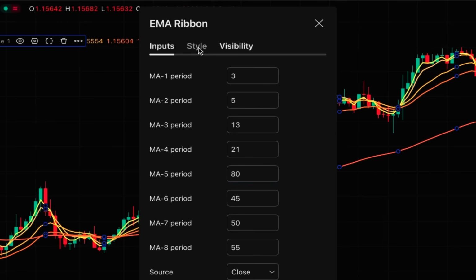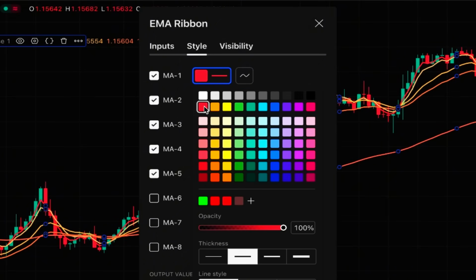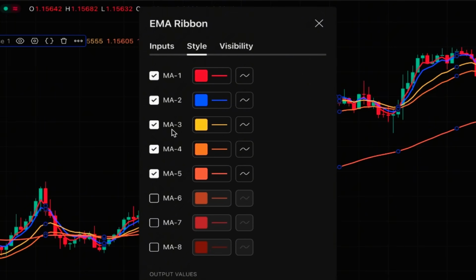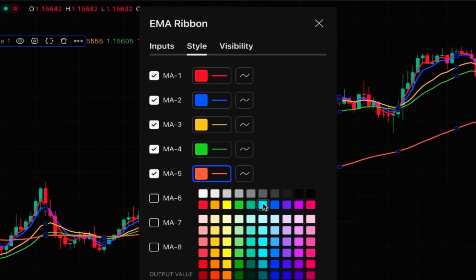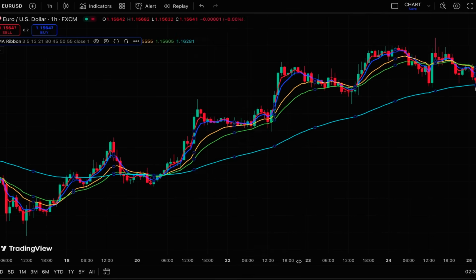And then we go to the style tab, and for the first moving average, we set it at red. And for the second moving average, we set the color at blue, dark blue. And for the third moving average, orange is okay. For the fourth moving average, we set it at green. And for the fifth moving average, we set the color at light blue. Alright, we're done with the settings of the exponential moving averages.